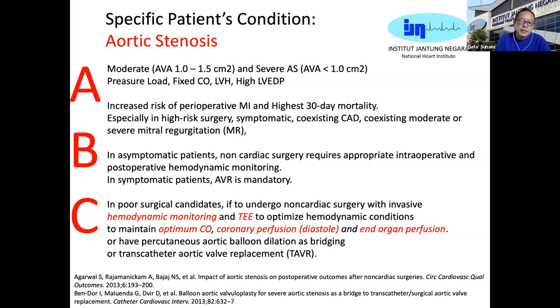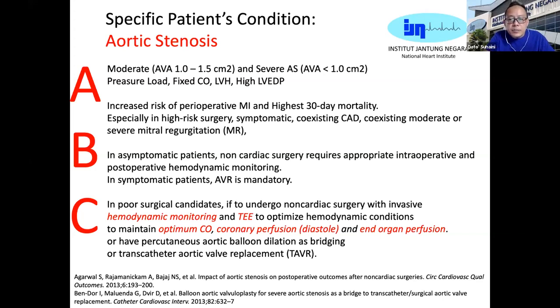If we have TEE, that will definitely assist us in optimizing the hemodynamic condition. We have to aim for optimum cardiac output. We have to make sure that the coronary perfusion is optimized, especially during diastole. And you have to make sure that the cardiac output delivered by the left ventricle is enough for the end organ perfusion.